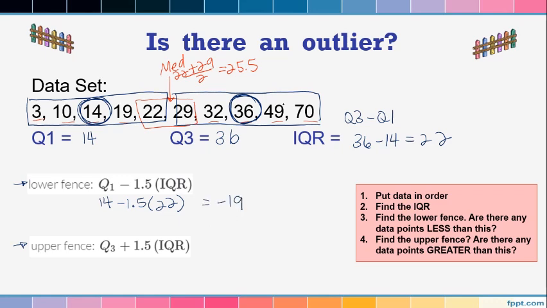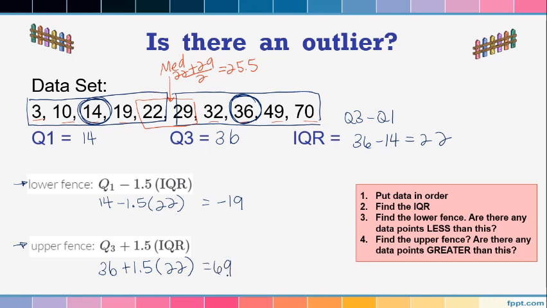Well, if I look at this data set, I don't have any negative values, so I don't have any outliers that are less than negative 19. So my lower fence doesn't give me an outlier. Now if I look at my upper fence, my Q3 was 36. My IQR is still 22, so 36 plus 1.5 times 22, and I end up with 69. Okay, so that's my upper fence.